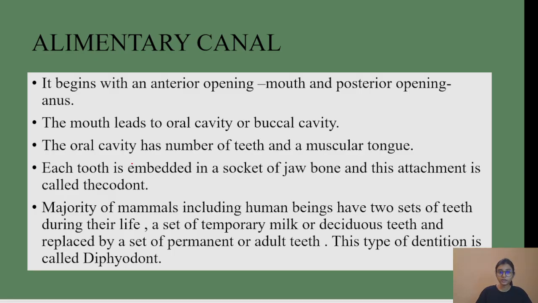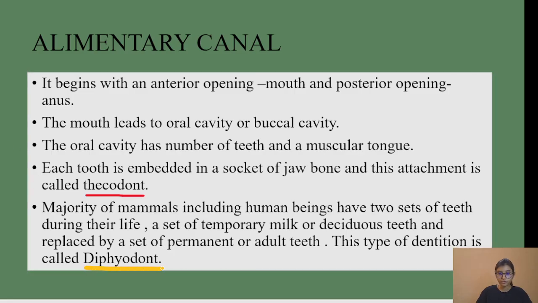Then these teeth are embedded in sockets of the jawbone, and that is known as thecodont. Now, what are the two types of teeth that we have in our lifetime? The first one is a set of temporary or milk teeth, and the second one is the permanent teeth. Here you can see this. This type of dentition is called diphyodont.